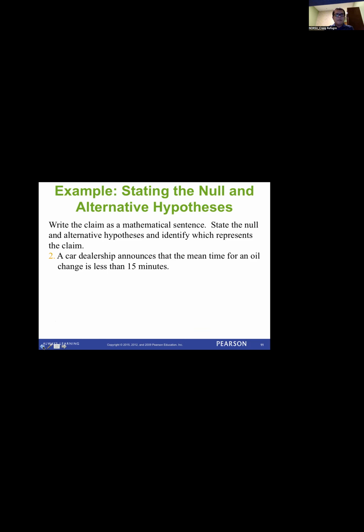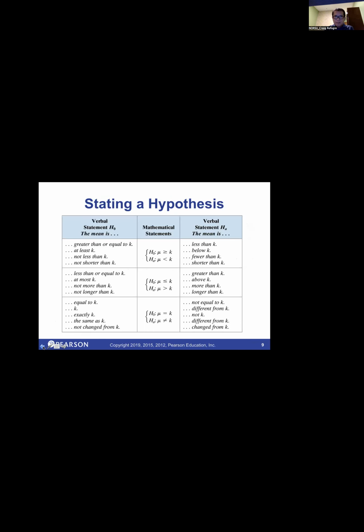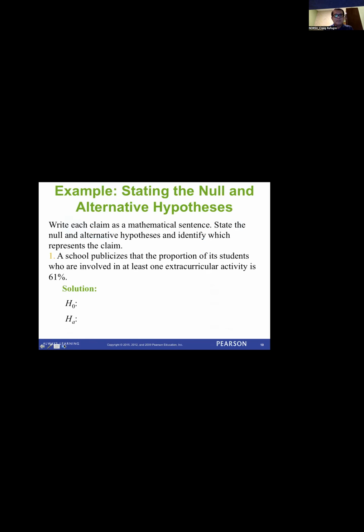So again, we go back to the three possibilities. So let me go back to this slide. Of the three, we have mu less than k. The other one, mu greater than k. The other one is mu is not equal to k. So this is actually found in the given statement, less than k. So we have to use this possibility. HA, mu is less than k. And the complement, H0, mu greater than or equal to k. So we'll go back to the example.